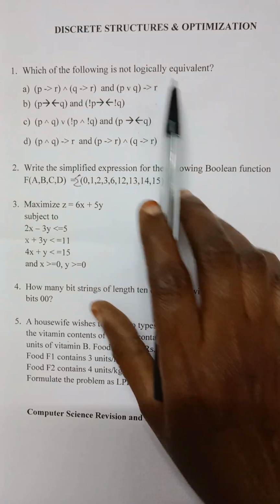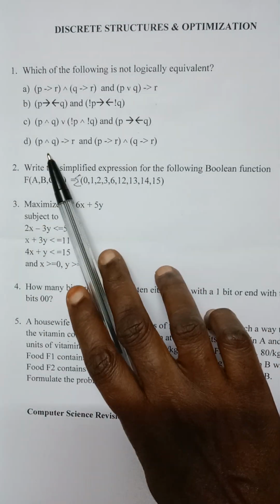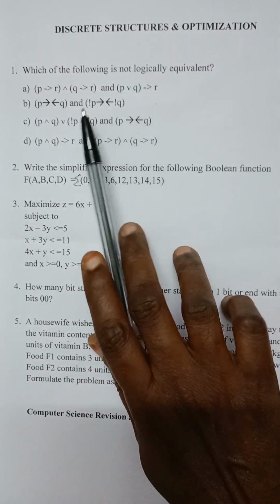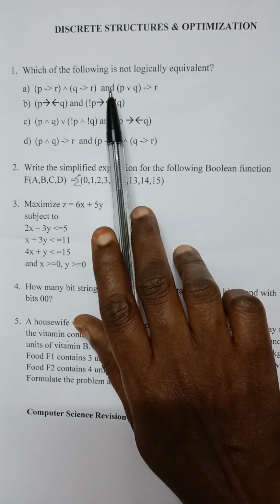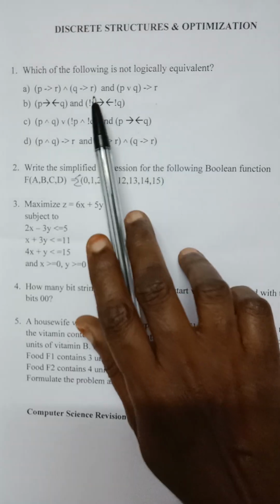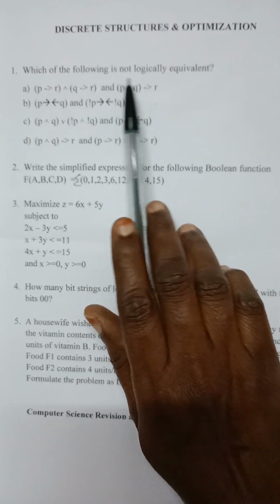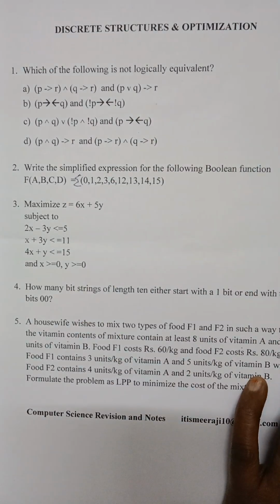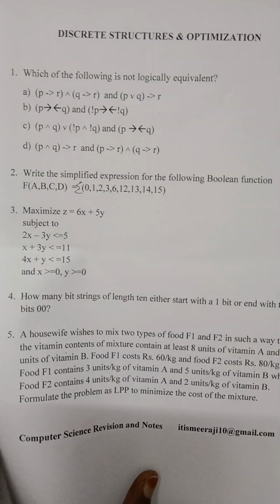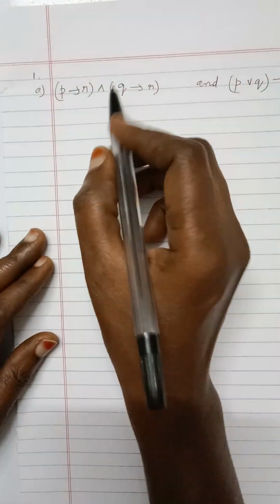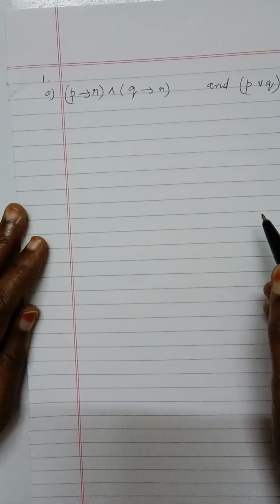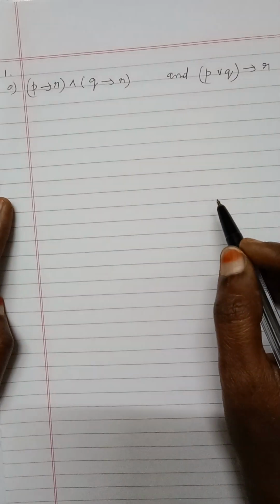Which of the following is not logically equivalent? We are given 4 options, so we have to check each and every one. They are given two values like P implies R and Q implies R, and P or Q implies R. So we have to check whether both are logically equivalent. Let us do the first sum. This is the first option. Here P implies R and Q implies R. Okay, we'll try to solve them.